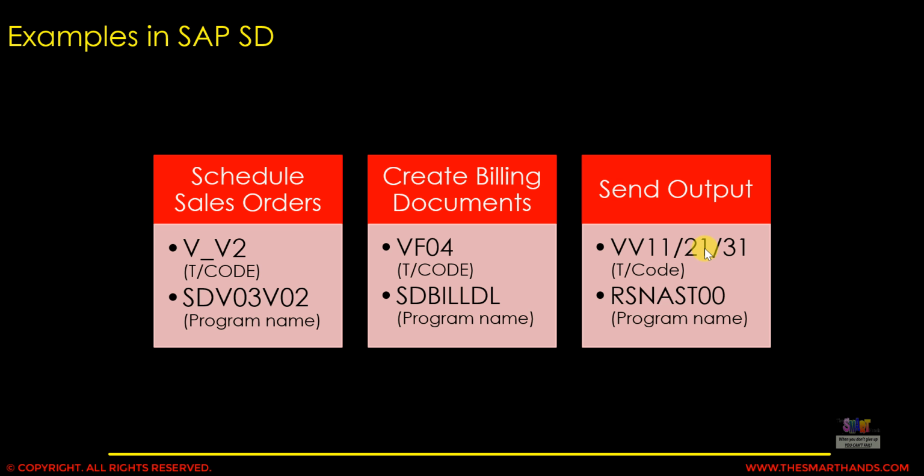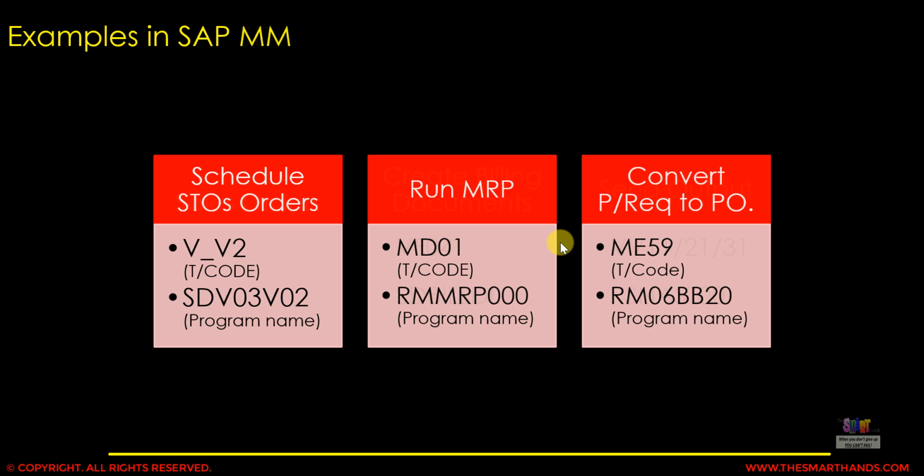These are the transaction codes where we maintain those output types. And in MM we can have some examples. For example, rescheduling of the STOs. We can also use the same program as for the sales orders, the same program name. Running MRP, that's one of the important things happening in the background. MD01 is the transaction code, or MD01N as well, and that's a program name.